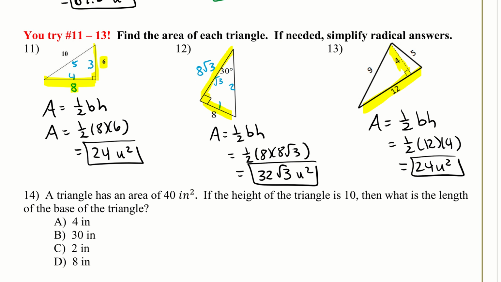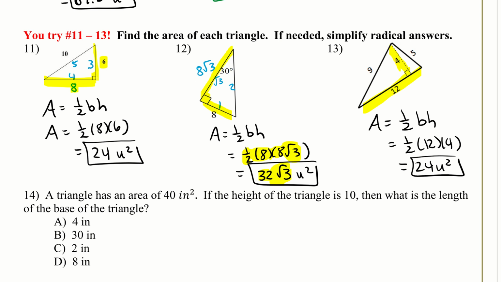For number 12, the right angle would require me to use the 2 legs. One of the legs was already given as 8. The other is 8 root 3 after I use my ratios with my 30, 60, 90 triangles. Notice how my answer has the radical still in it. So what I did to simplify this is I did 0.5 times 8 times 8, and that gave me this 32. And then I made sure to multiply by the root 3 at the end.